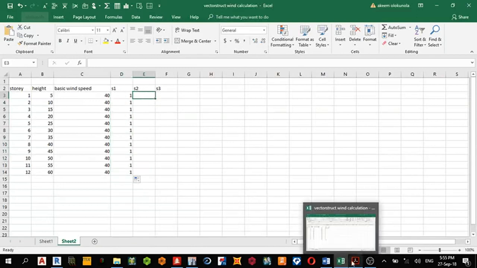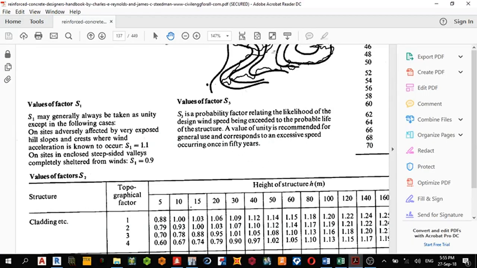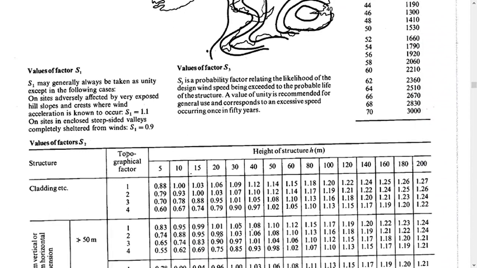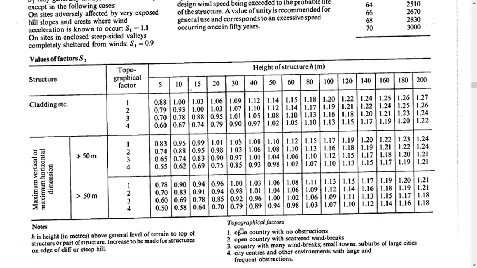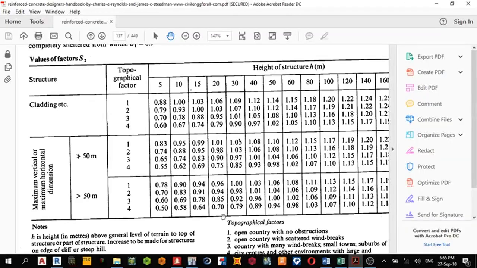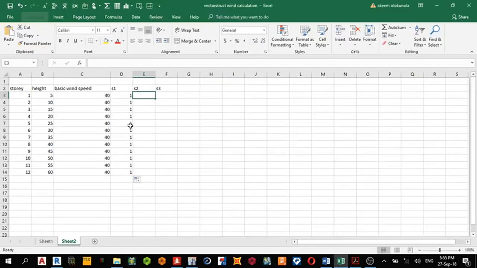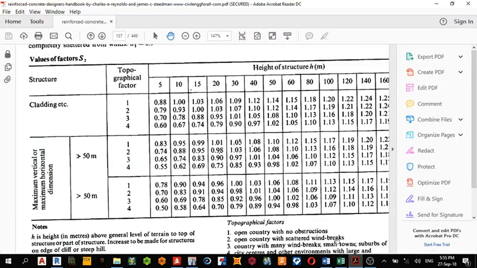Then what is my S2? This is my table for the value of S2. What I'm doing is above 50 meters, and for my topography factor, let me choose open country with no obstruction, so I'm going to focus on row 1. All I'm going to do is copy these values into my Excel sheet. For 5 meters, I have 0.8, 0.78, 0.78, 0.90.